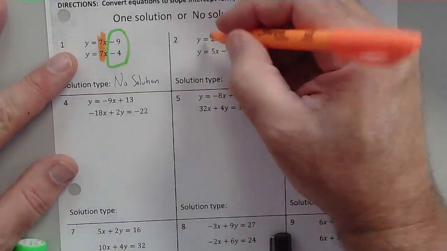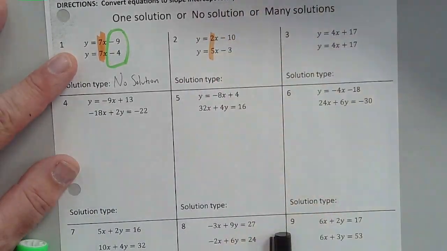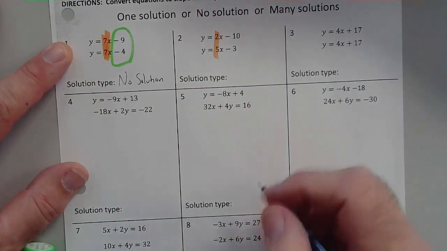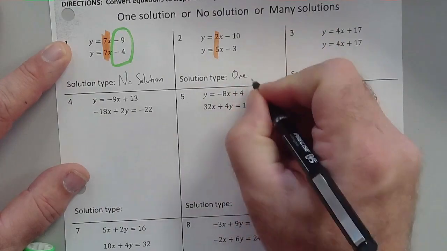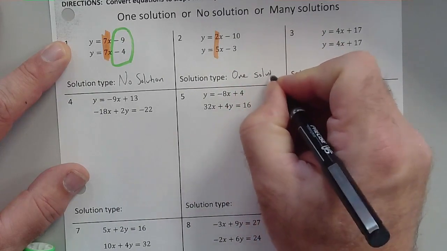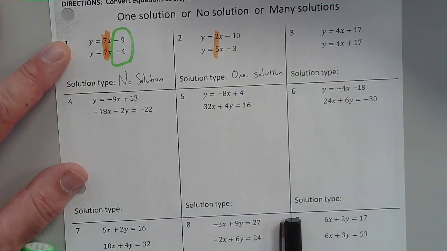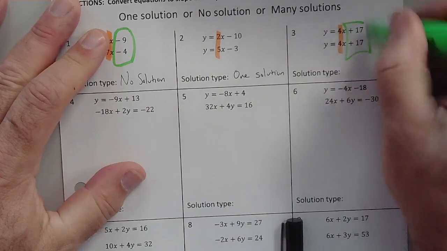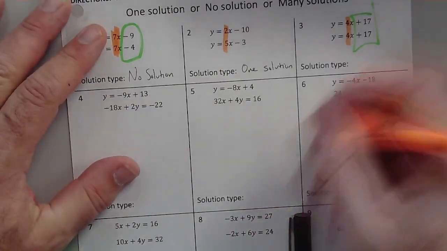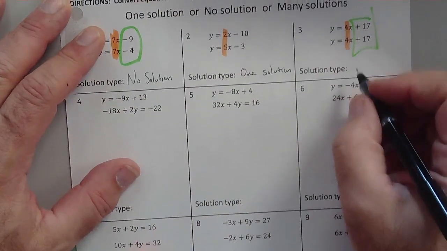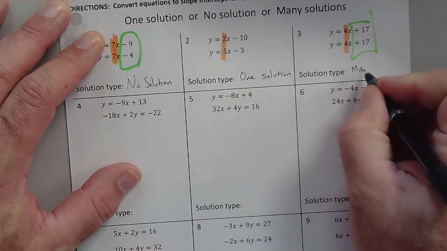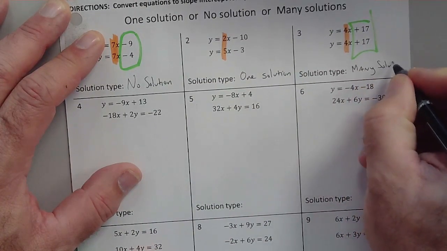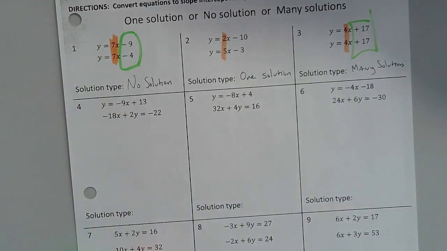Same thing. First things first, check the slopes. Are the slopes the same? No, they are not the same this time, so that means we have one solution. We don't even have to look at the y-intercept then. And we come back here, let's check the slopes. Slopes are the same. Then checking the y-intercepts. Those are also the same, which means we have the same line. Many solutions. Cool.